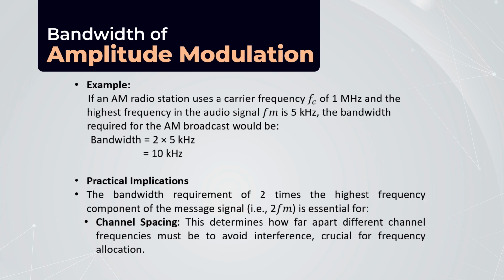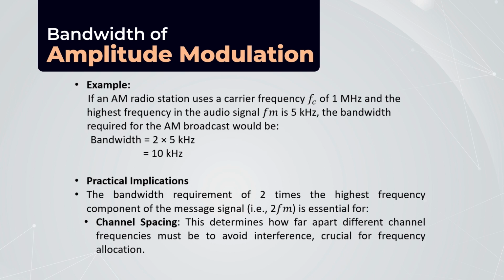Now, let us consider one example to understand this bandwidth. If an AM radio station uses a carrier frequency of 1 megahertz and the highest frequency in the audio signal is fm, which is equal to 5 kilohertz, then the bandwidth required for the AM broadcast would be, according to the formula, bandwidth is equal to twice fm. Here fm is equal to 5 kilohertz, therefore the bandwidth will be 10 kilohertz.